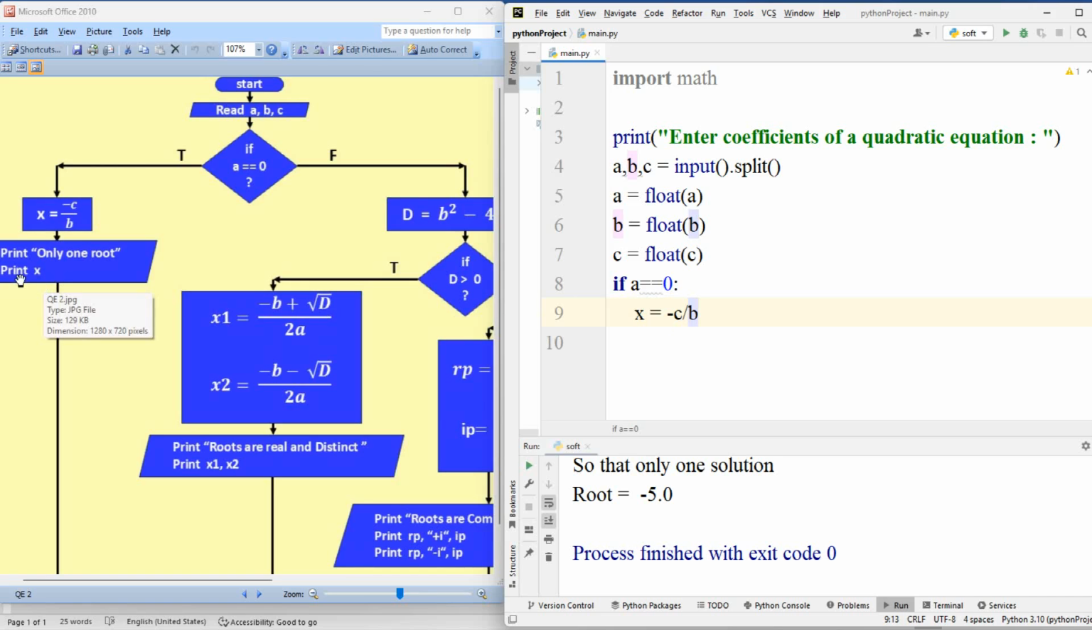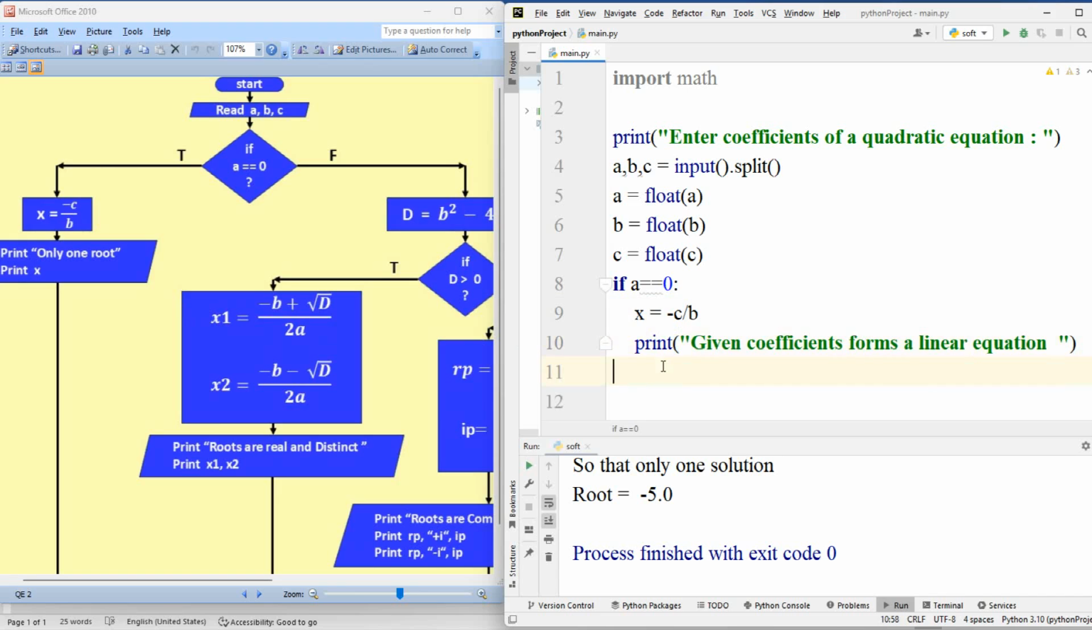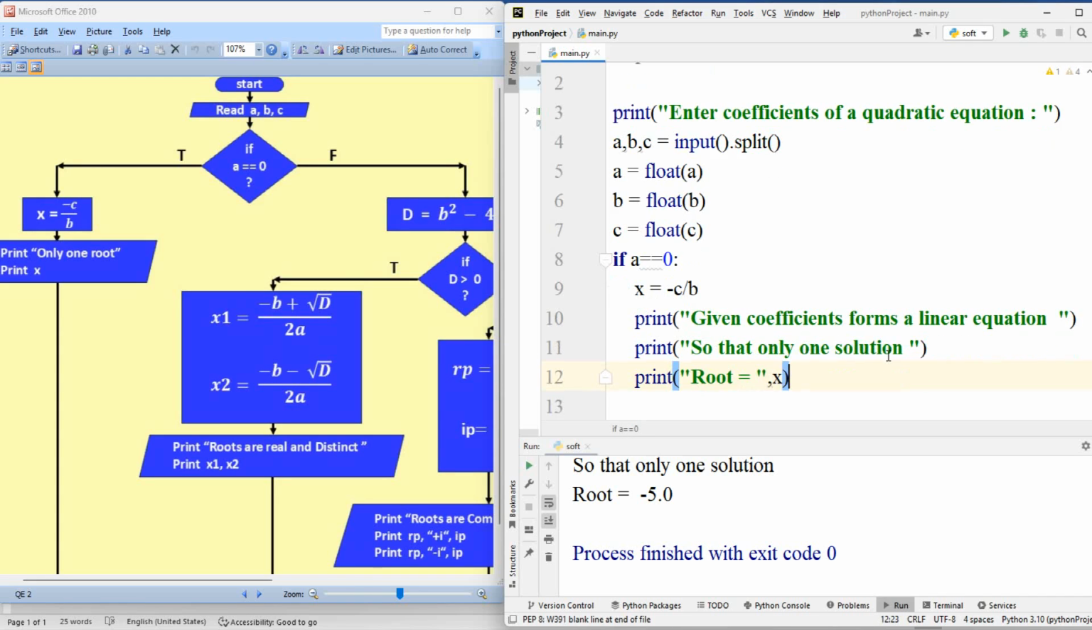There onwards, before going to display the value of x, characteristics of roots. Characteristics of roots are like this. Given coefficients form a linear equation, so only one solution. What is that solution? That solution is the x value. That is, root is equal to x. Here only, let us execute this program.